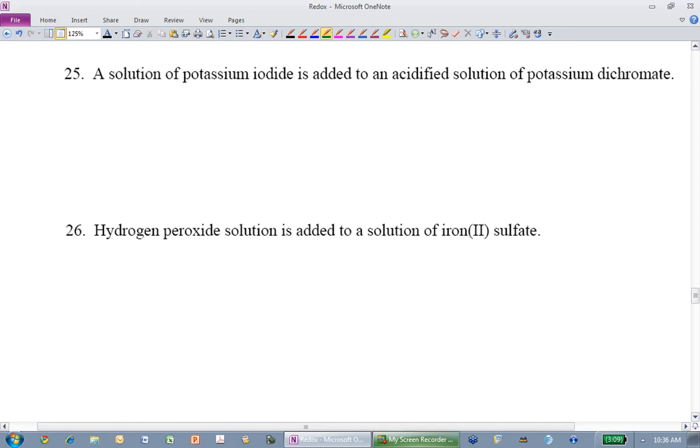A solution of potassium iodide, well, you can bet that potassium's not going to be participating as a spectator, is added to an acidified, H plus will be involved, solution of potassium, yet again a spectator, dichromate. So a halogen in the ionic form, I minus, and dichromate are our two players. So our reduction half is going to involve that dichromate, which would be Cr2O7 with a 2 minus overall charge, and that's going to always be reduced down to Cr3 plus.